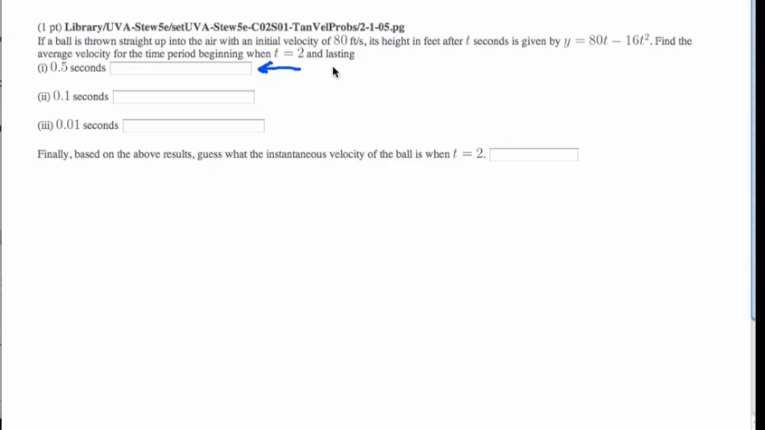The mistake here is to let one of those time values be time equals 2 because it says so, and then you see 0.5 seconds and think that the other time value is 0.5 seconds. Okay, now that's not what the problem actually says though. It says find the average velocity for the time period beginning when time equals 2 and lasting for 0.5 seconds. So not between time 2 and time 0.5, but starting at time equals 2 and lasting 0.5 seconds.